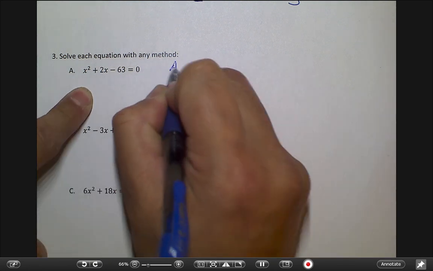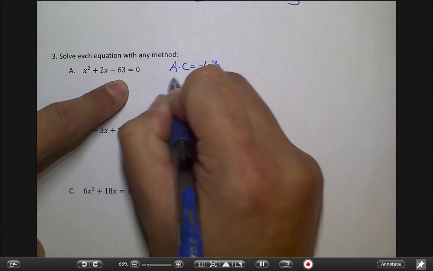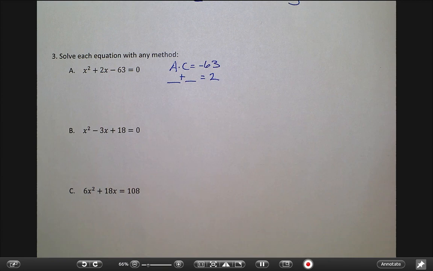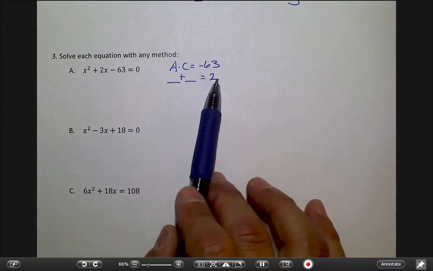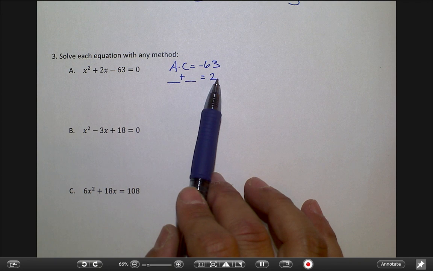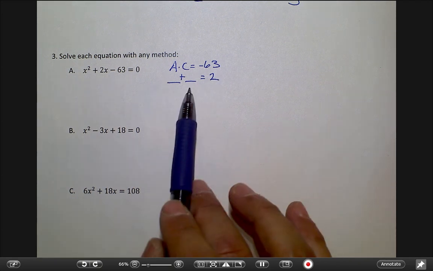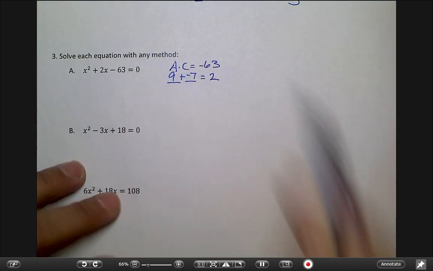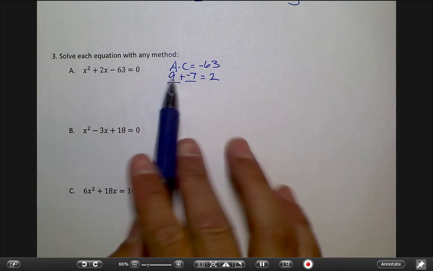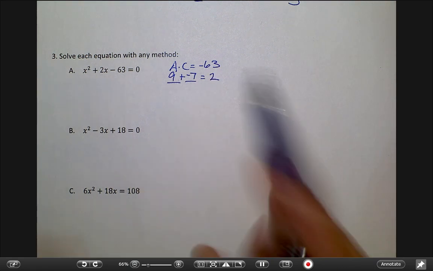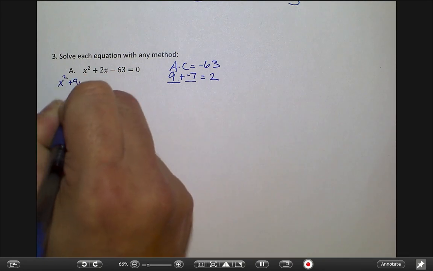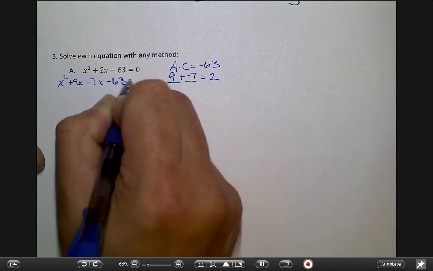So from here, a times c is negative 63. I need 2 numbers that multiply to be negative 63 but add together to be positive 2. What numbers multiply to be 63 anyway? 9 and 7, all right? Now is it possible to get a positive 2? Yeah, positive 9, negative 7. So those two numbers multiply to be negative 63, but add together to be positive 2. So let's go ahead. X squared plus 9x minus 7x minus 63 equals 0.